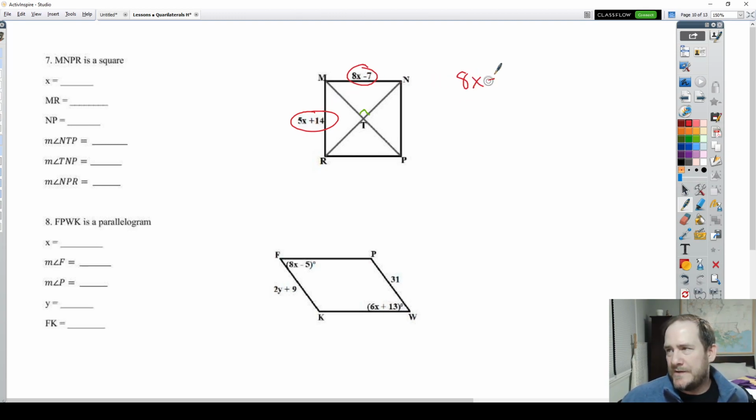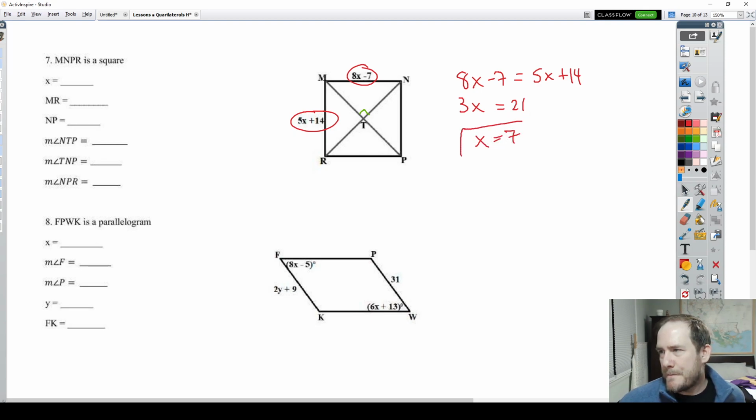So 8x minus 7 equals 5x plus 14. So subtract to get 3x. Add the 7, you get 21. Divide by 3 and x is 7.